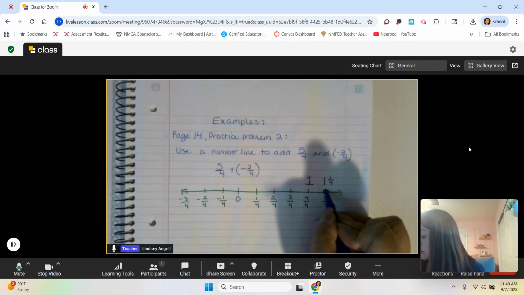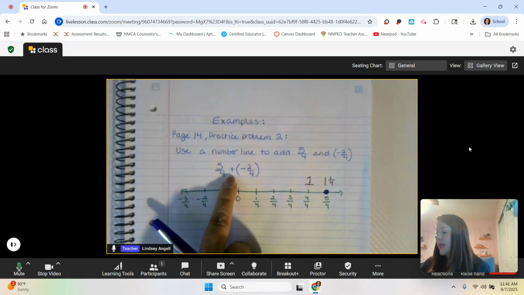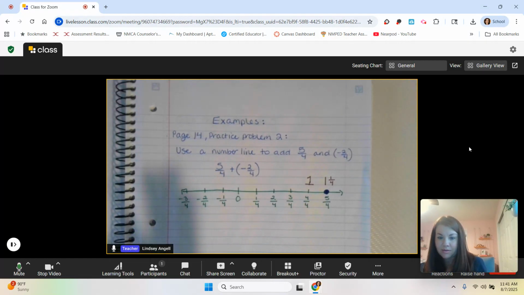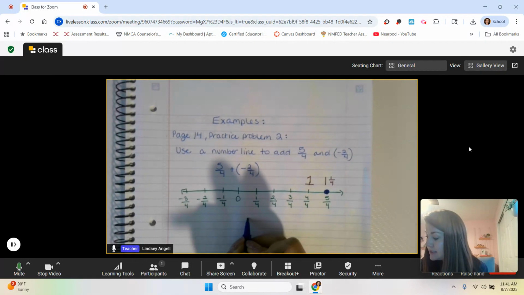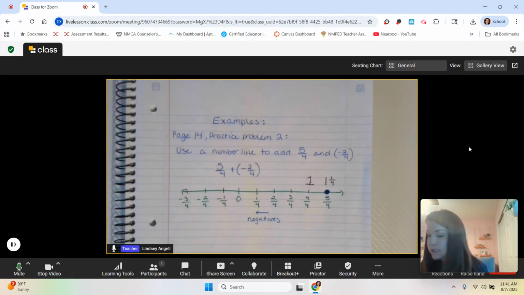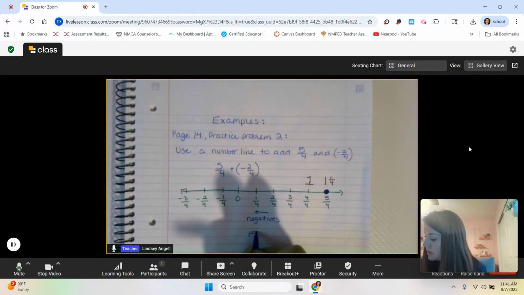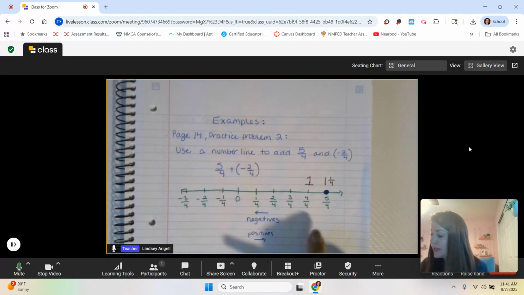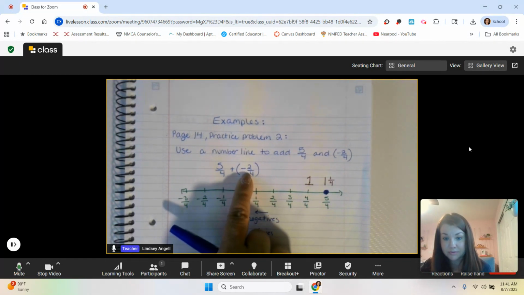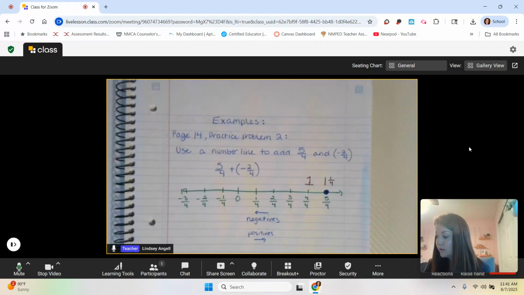Now, if I'm going to add a negative. Well, normally adding, those get bigger. But because it's a negative, remember that hint I said earlier, when you're using the number line, negatives mean we're going to the left. Positives mean we're going to the right. So in this case, I'm already at 5/4, but now I'm adding a negative. So I'm going to go to the left, -2. Or -2/4. Sorry. All right?